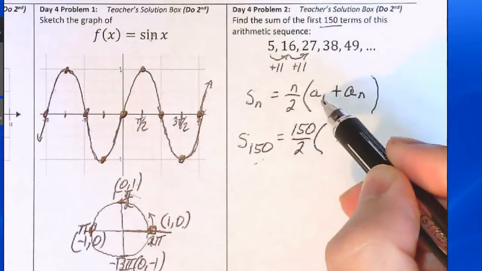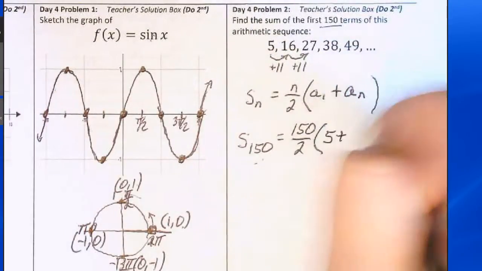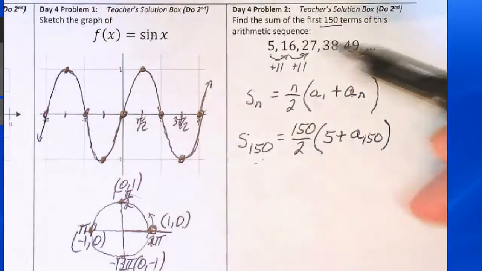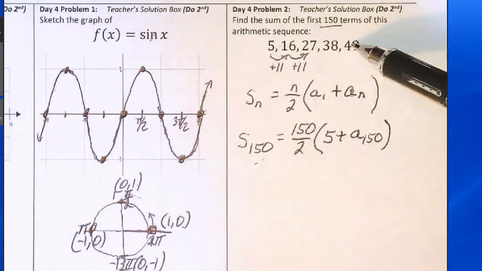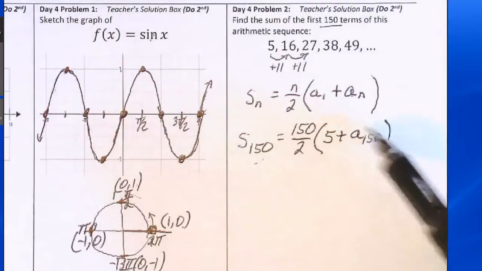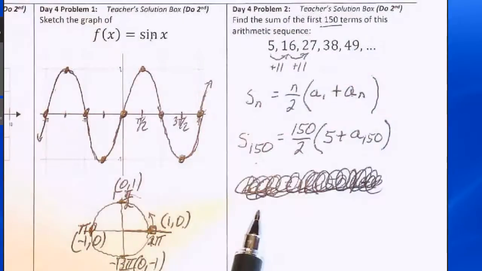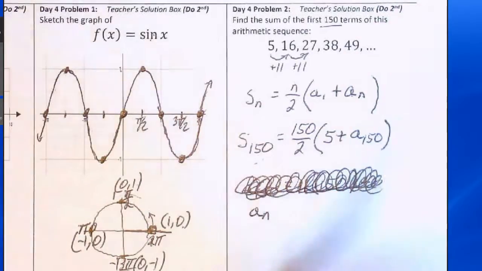A sub 1 refers to the first term, which we can see is 5. A sub n refers to the 150th term. We don't know what that is because the original problem only lists 5 terms. We need to figure out what the 150th term is so that this math formula will find us the sum. To find the 150th term, it would help if we had a formula that could find us any general term we were interested in. So let's make a formula that finds any term of this sequence.